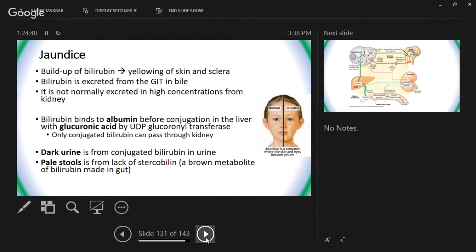So usually bilirubin, if it's unconjugated, is bound with albumin. And can albumin be filtered by the kidneys? Yes or no? No, very good. So bilirubin bound with albumin isn't filtered by the kidneys, but if it's conjugated, it can be filtered by the kidneys. So that's why in post-hepatic jaundice, it's already been conjugated, so it can go through the kidneys if it's got nowhere else to go, giving the urine a dark colour.